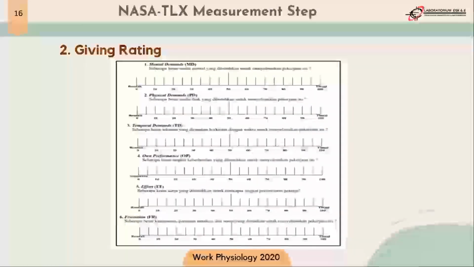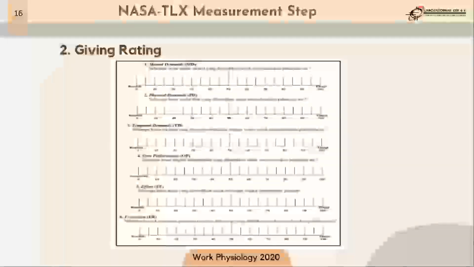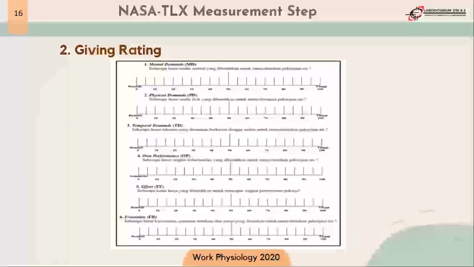And then don't forget, for the performance dimension, the value scale is opposite to the other dimensions. The lower the value, the more perfect, which means the workload is lower. Furthermore, the higher the value, the bigger the mental workload score.